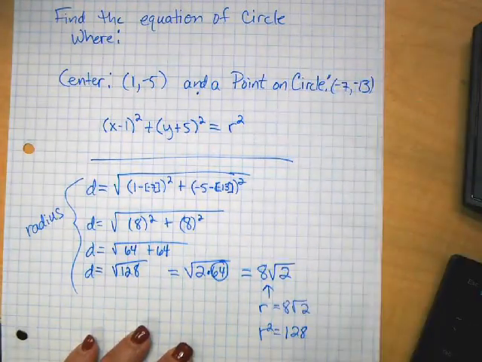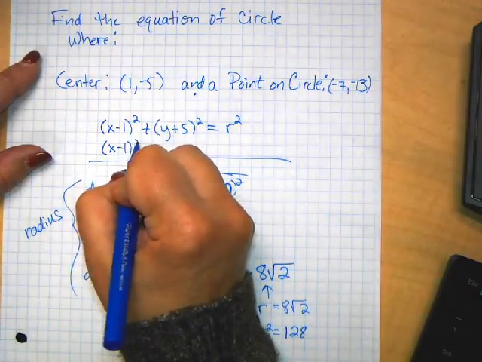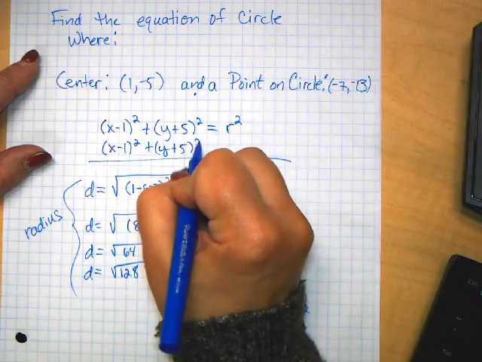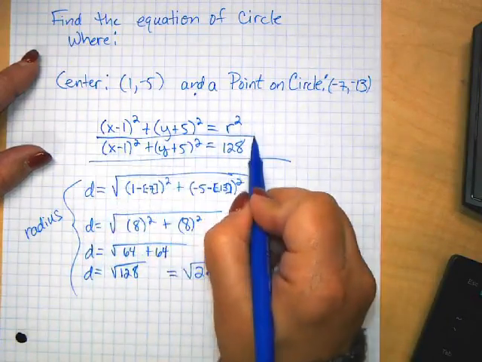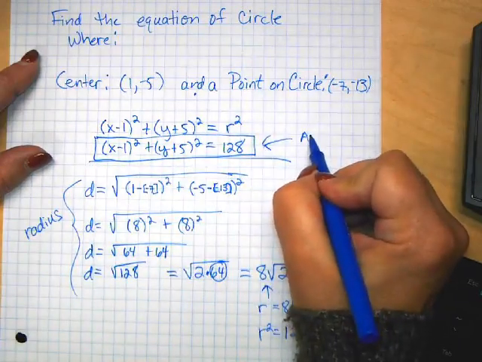So our equation, when we finish it, is going to be x minus 1, the quantity squared, plus the quantity y plus 5 squared is equal to 128. That right there is the answer. That's the equation.